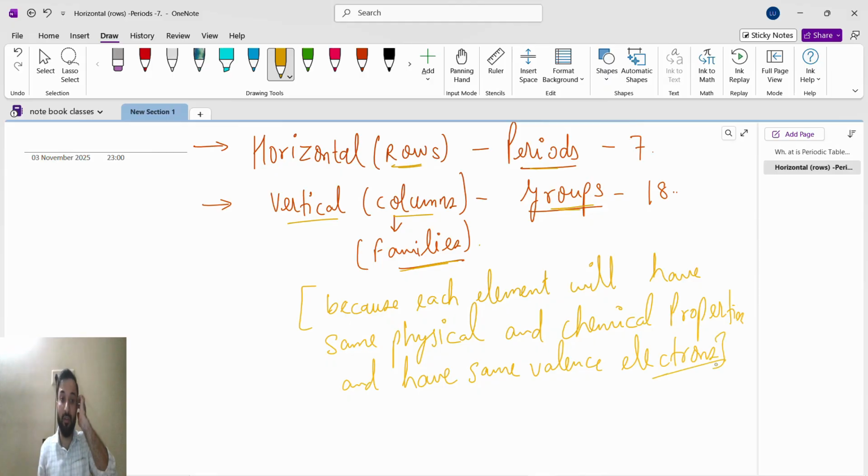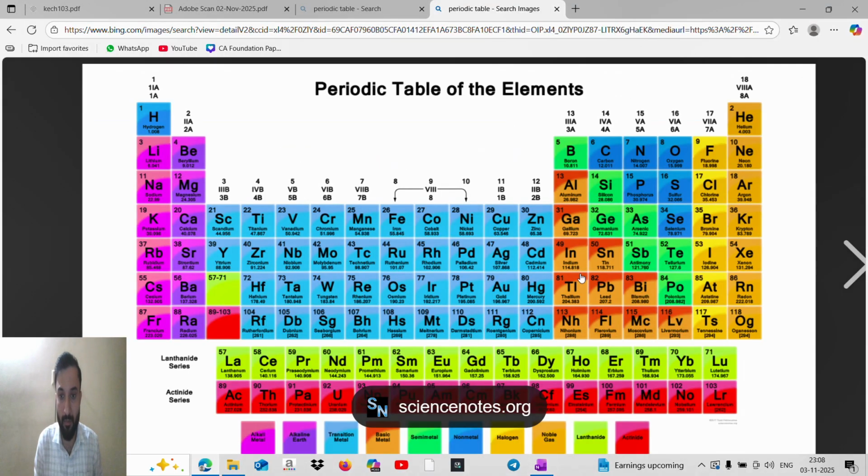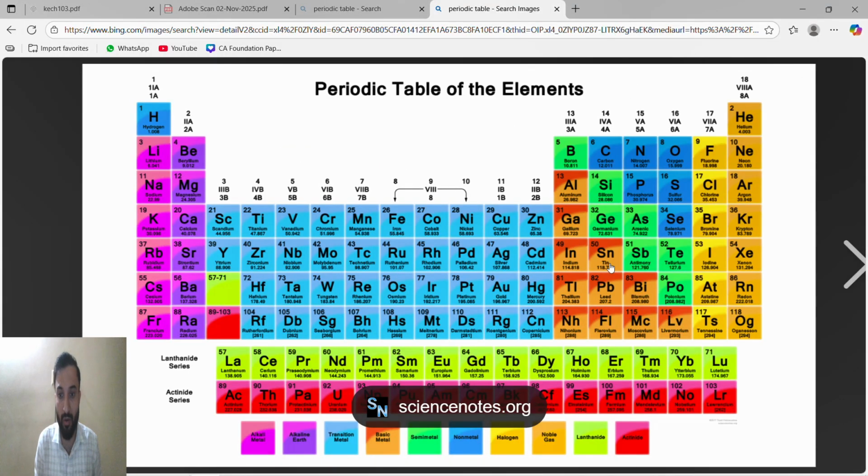This is a very important thing. Why is the vertical column called groups or families? Because in a group of friends or in families we have certain rules and regulations which everyone has to follow. So here also, in the vertical column called groups or families, each element will have the same physical and chemical properties and the same valence electron. That's why we placed them in a group or family, so it becomes easy to remember the physical and chemical properties and the valence electron for all of these.